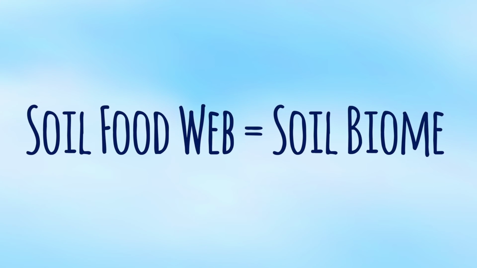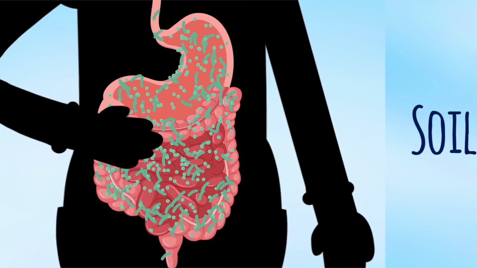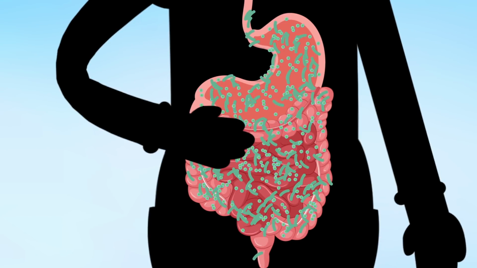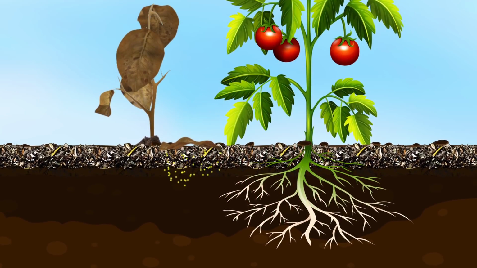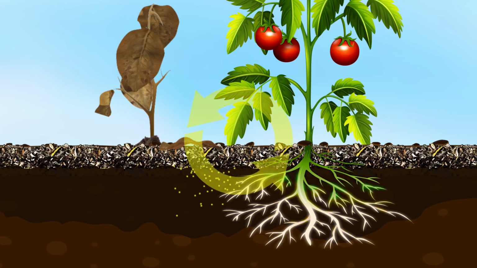The soil food web can be thought of as the soil biome. Just as humans have a gut biome responsible for digesting our foods, so too the soil has a biome, which breaks down organic matter and releases nutrients in plant-available form. This is how nature has been feeding plants for billions of years.